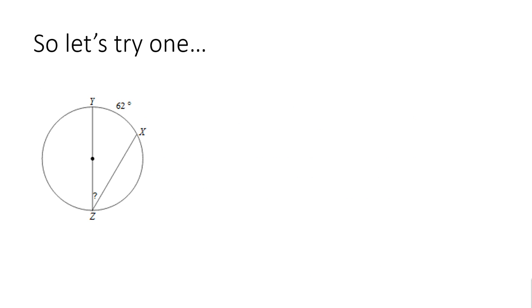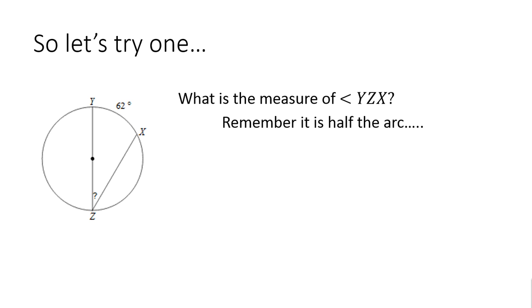So let's try one. Here we're given the arc to be 62 degrees. So what would be the inscribed angle, angle YZX? Remember, it is half the arc. So we take the arc measurement and divide it by 2 to get angle YZX to be 31 degrees.